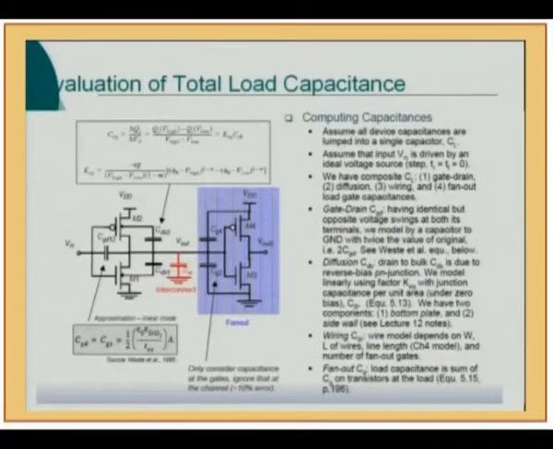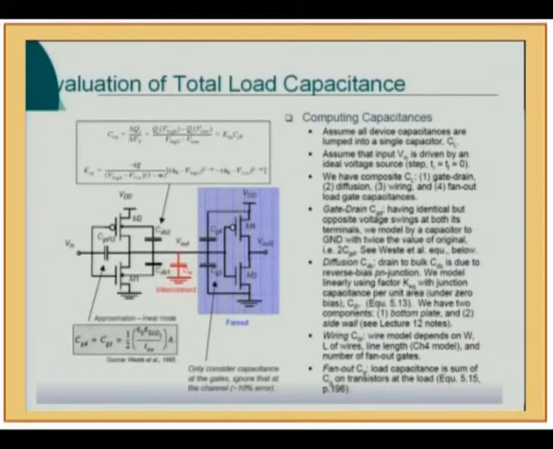Now this is essentially a timing problem. If I want to retain time, I must provide more current. A capacitor charges as C dV by dt currents. So if I want smaller time or higher speed, I must put larger currents. Larger currents will come from larger W by Ls. Larger W by L will create larger area, so it will increase the capacitance.